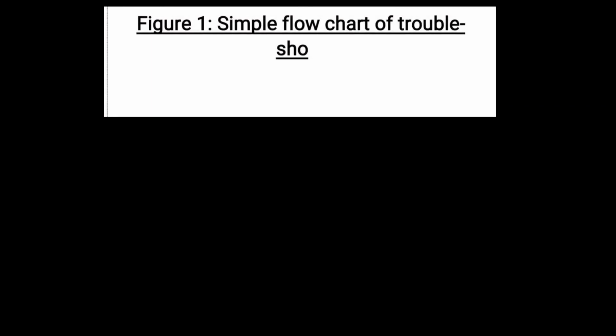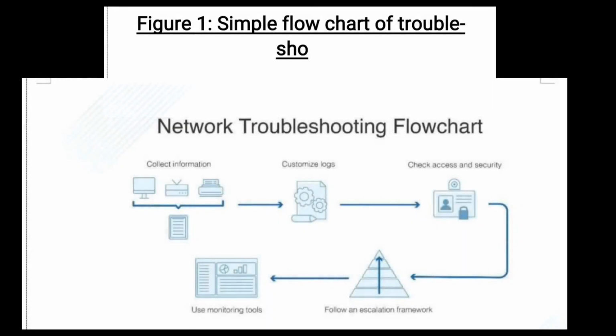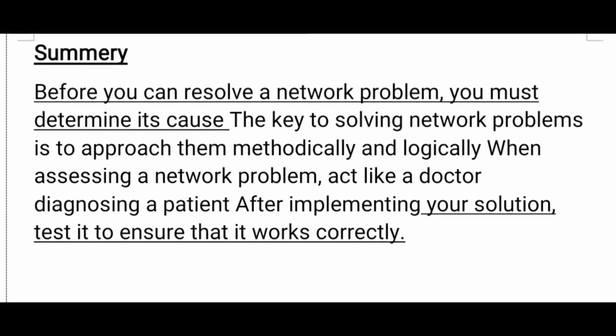Now I am explaining with the help of a figure. Figure 1. Simple flow chart of troubleshooting. As you can see, first you collect information about your desktop and network connection. Then go to customize logs. Customize your logs. Then check access and security code of your desktop. Now follow an exception framework. Then use monitoring tools. Now I am going on to the summary.